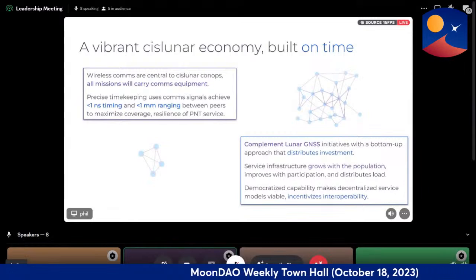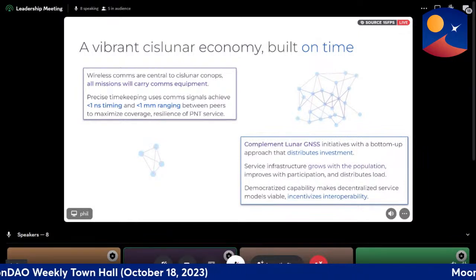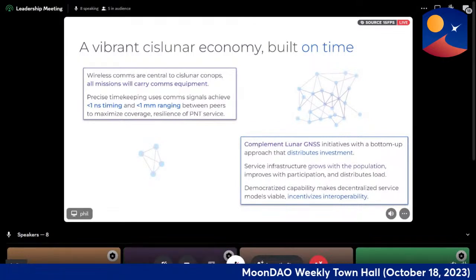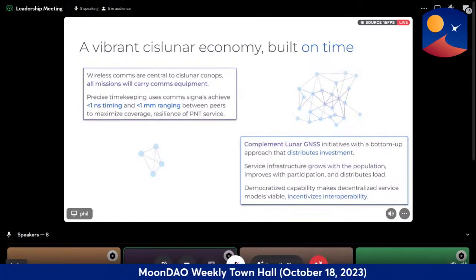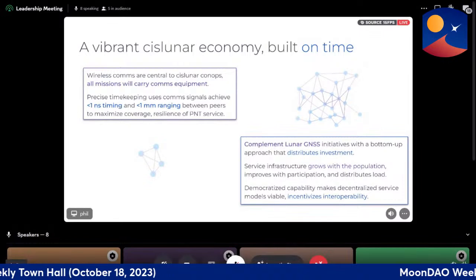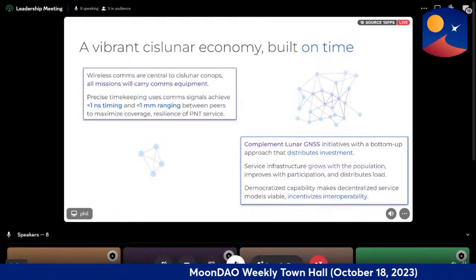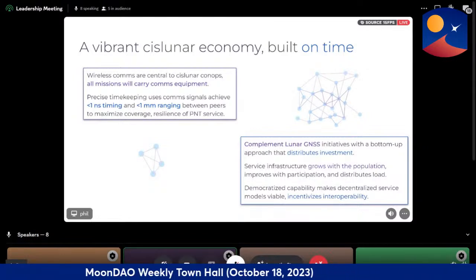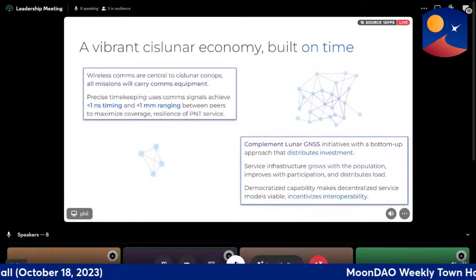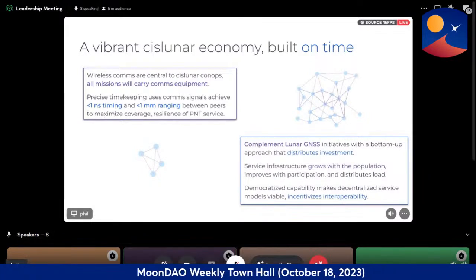So just some fundamentals here. Wireless communications are how spacecraft communicate with each other and with Earth. So it's a given that everything that goes to the moon is going to have wireless comms. We're going to present a method of precision timekeeping using those comm signals to achieve sub-nanosecond timing synchronization and sub-millimeter ranging between the two nodes, as a way to maximize coverage and resilience of such a PNT service.